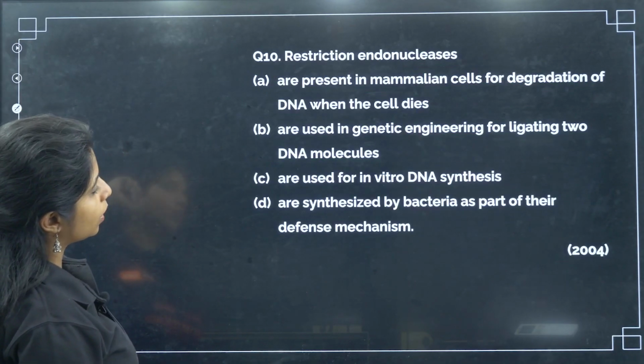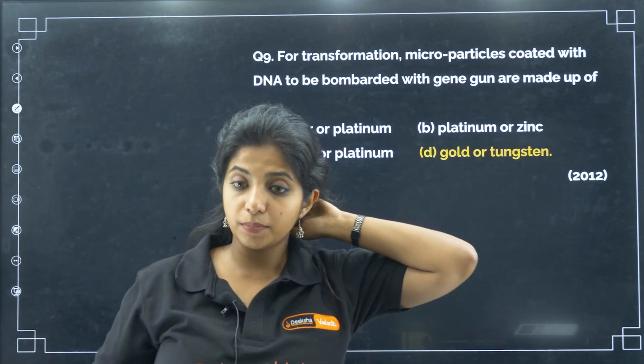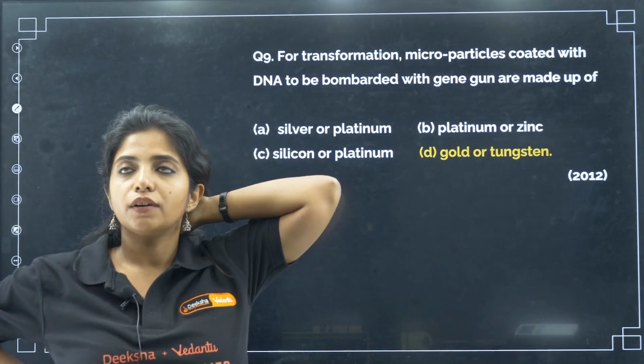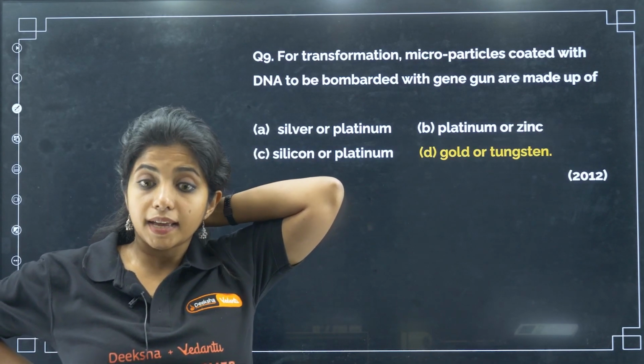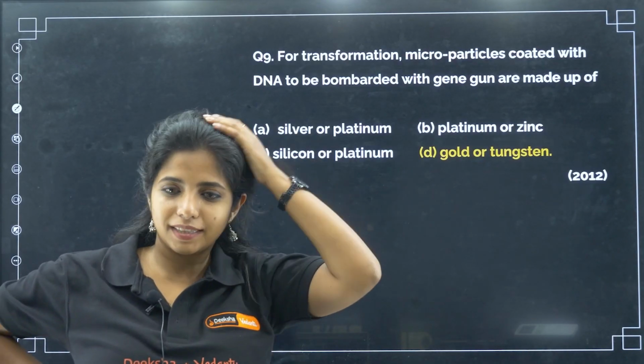Now, what are the vectorless methods for plants and animals and things like that? Always remember, for plants it is the biolistic method, for animals it is the microinjection method, and for bacteria you have the heat shock method or the electroporation method and things like that.